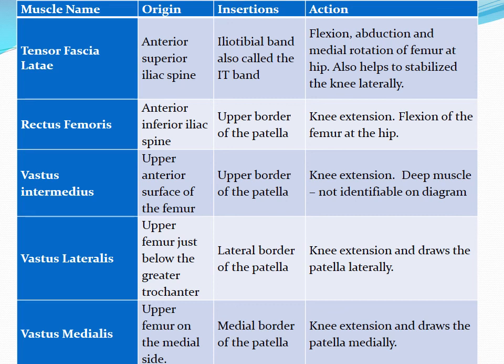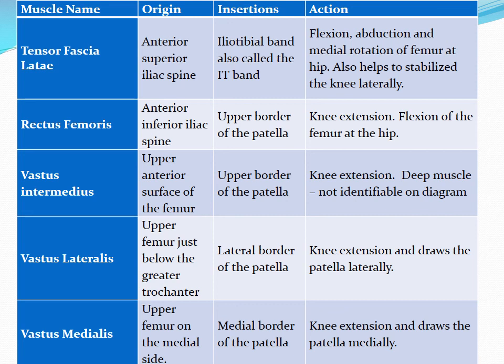Then you will have the other three quadricep muscles. You'll know that they're different from the rectus femoris, because rectus femoris has a special name. The other three are all vastus: vastus lateralis, medialis, and intermedius. Where their names come from is where they end up.